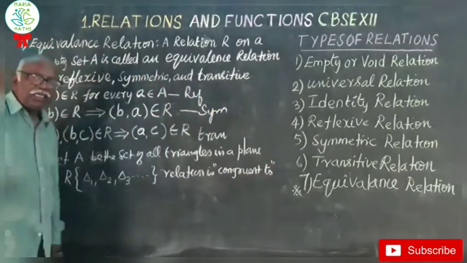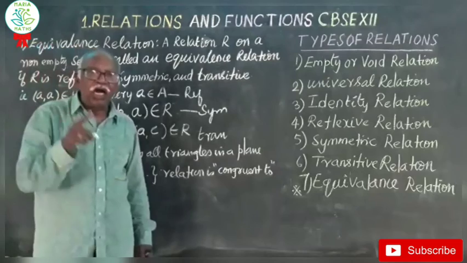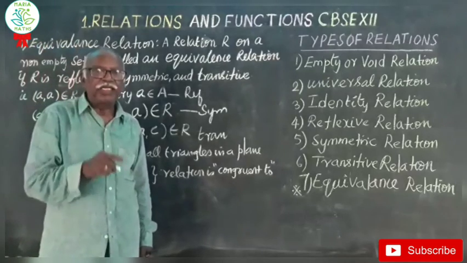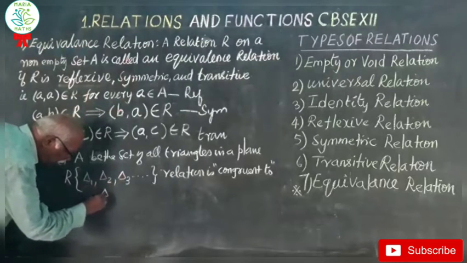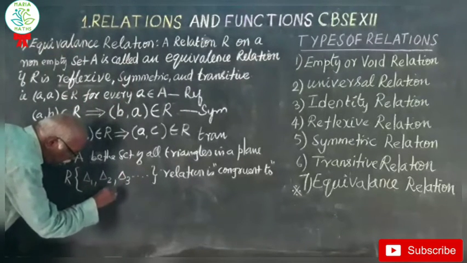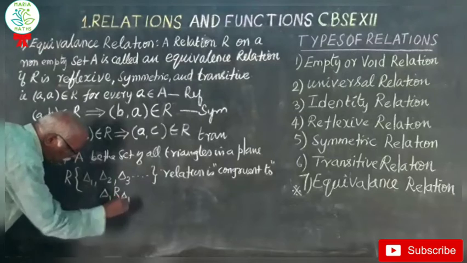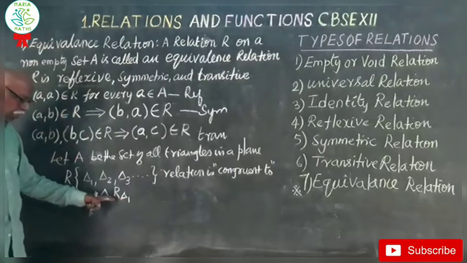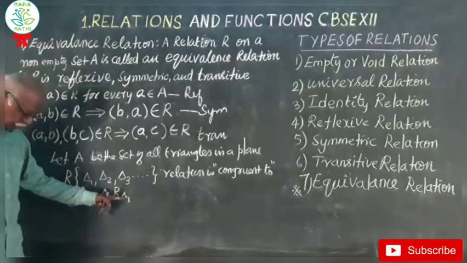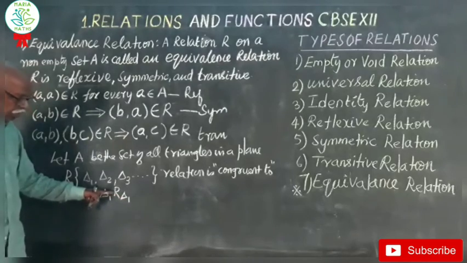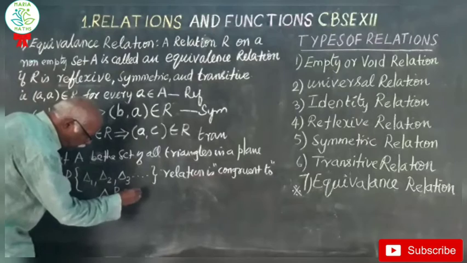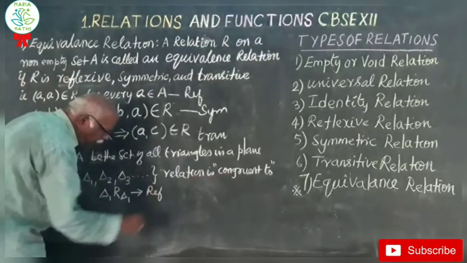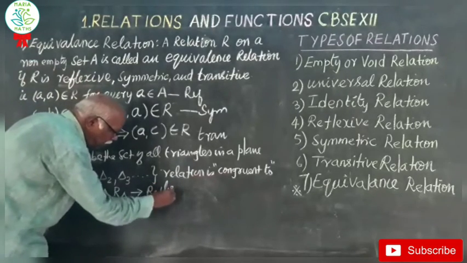See, every triangle is congruent to itself. Every triangle is congruent to itself. Therefore, triangle 1 is related to triangle 1. Triangle 1 is congruent to itself. Therefore, the relation R, congruent to, is reflexive.